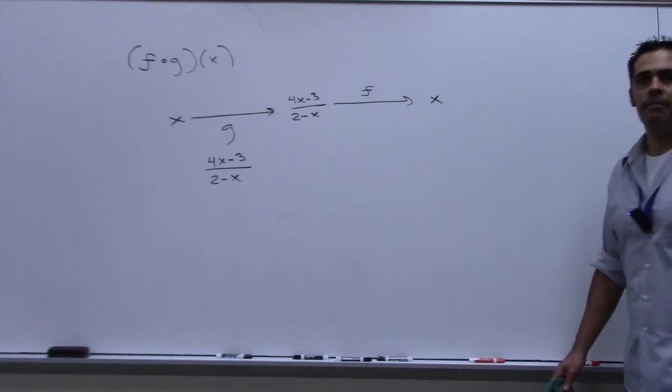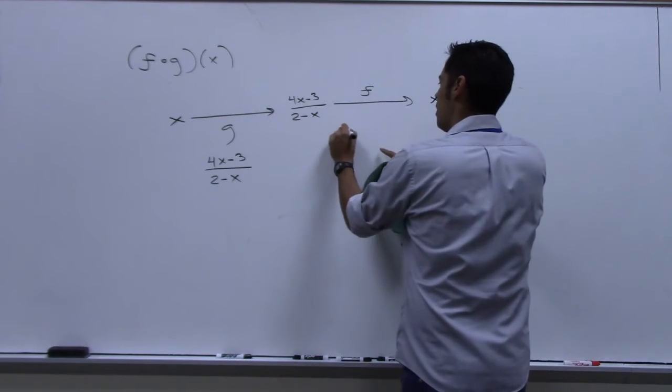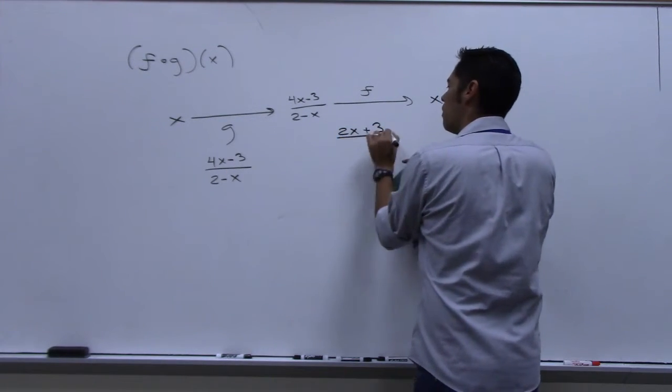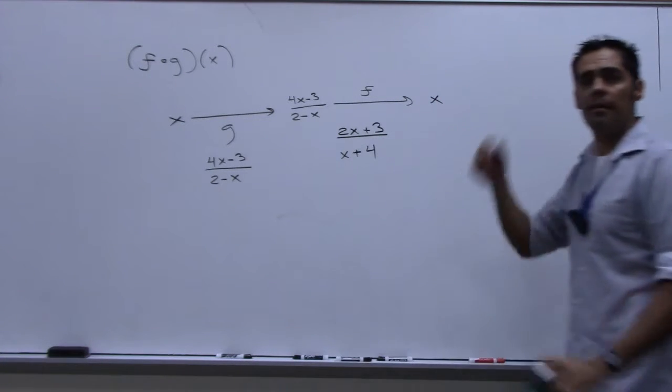X, right? But I'm going to write down underneath here what the f function was. It was 2x plus 3 over x plus 4. Yeah?